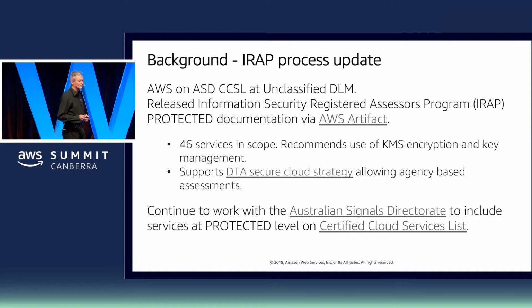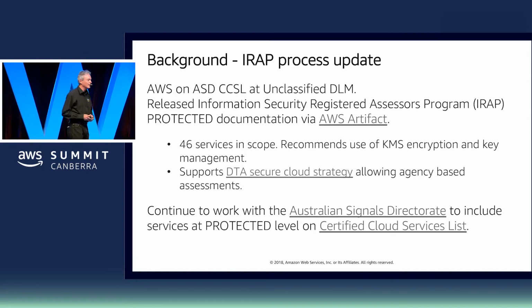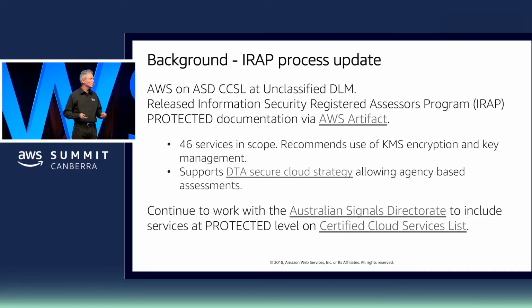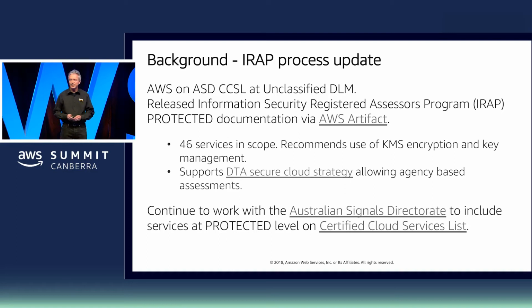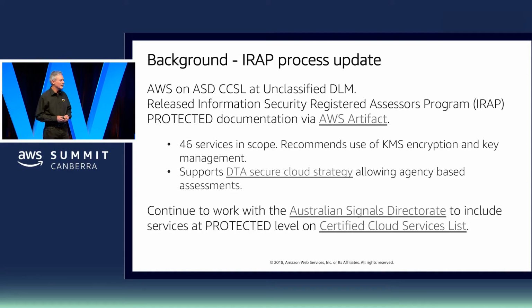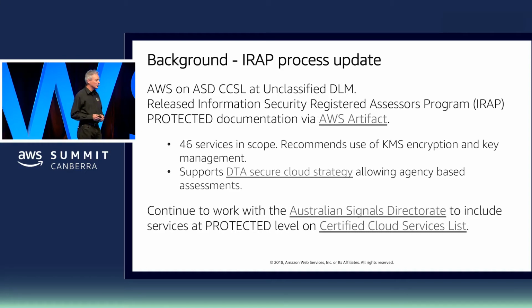So let's get started. First of all, let's have a look at the IRAP process and where we're up to. We've been through multiple IRAP assessments here locally in Canberra, and have been listed on the ASD CCSL now for a number of years. When we started in that process, we started off simple, as Amazon often does, in a sort of MVP mode with the core infrastructure services and at the unclassified DLM level. But early this year, we took a big step forward, where we've undertaken an IRAP assessment at the protected level on a much broader range of services.